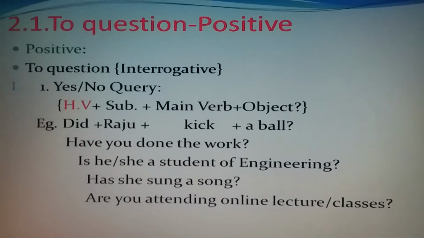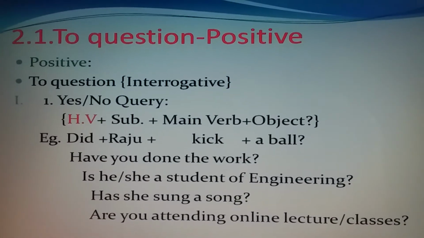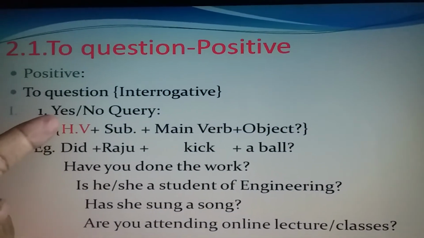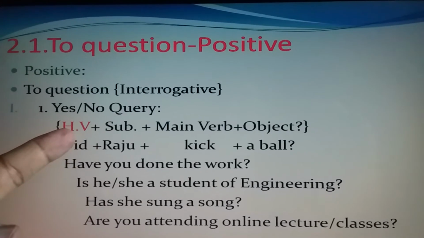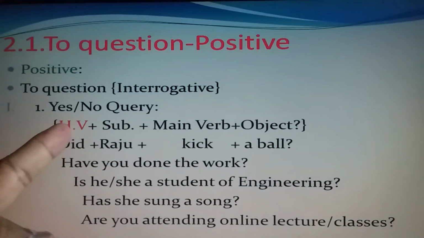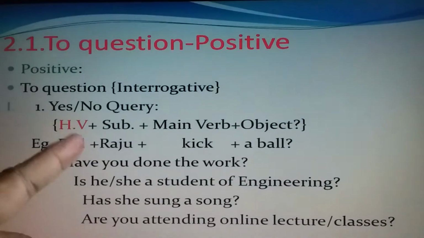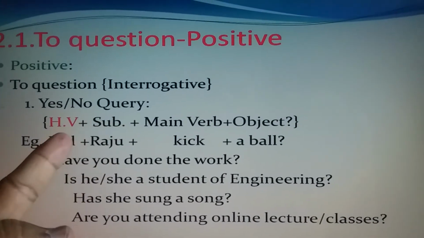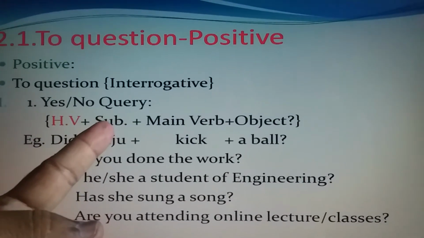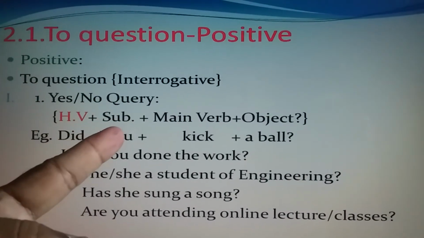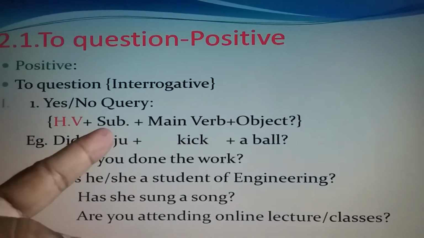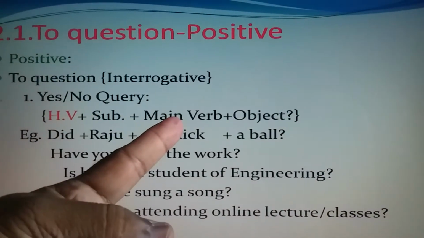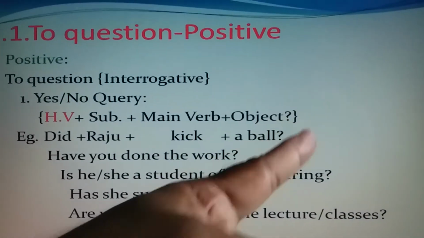That is a questioning statement. What is this questioning statement here? Positive structure, we will see that. To question, interrogative, yes or no query. That means starting with a helping verb. Previously we started with the subject, but here we take the subject after the helping verb. First of all, helping verb followed by subject. In the previous structure, we used subject plus helping verb and main verb. Now, for the yes or no question: first of all helping verb followed by subject, then main verb, then object. Then it ends with a question mark.